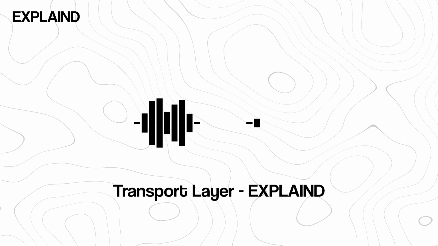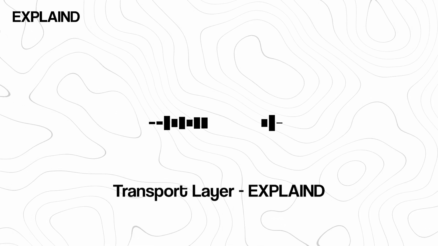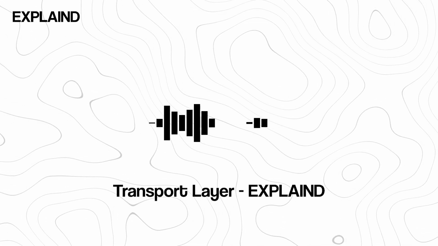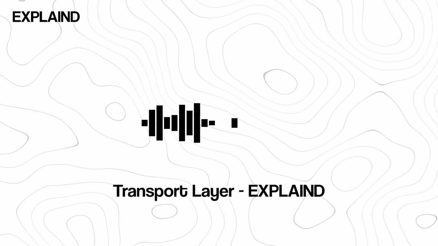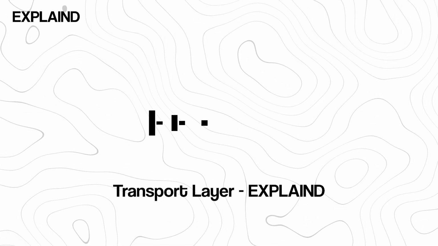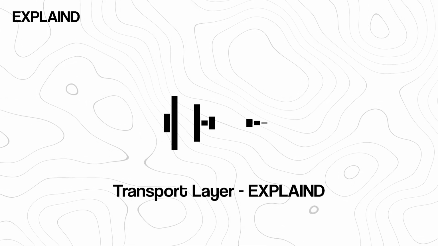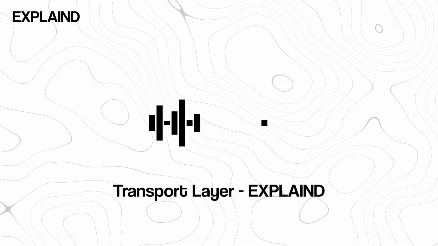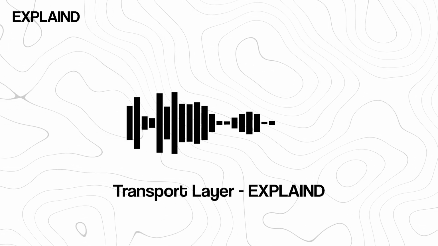But does UDP have any mechanisms to deal with congestion? That's a great question. Unlike TCP, UDP itself doesn't have any built-in congestion control mechanisms. It relies on the applications using it to implement their own strategies for dealing with network congestion. This might involve things like adjusting the sending rate or using buffering techniques to smooth out the data flow. So it's up to the applications to play nice and avoid overwhelming the network.